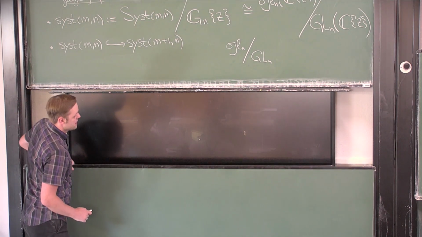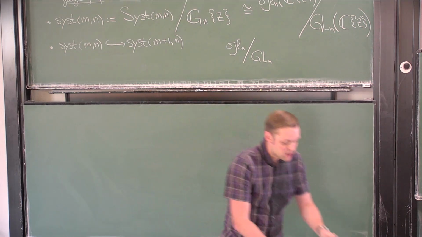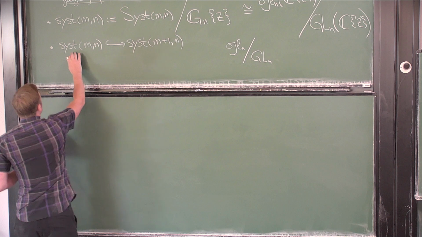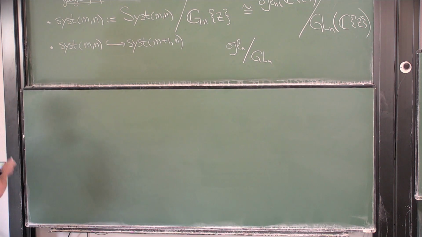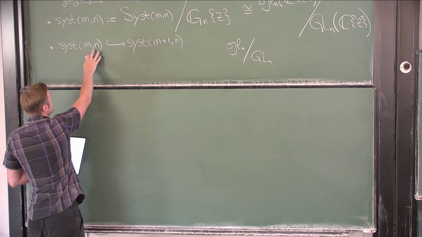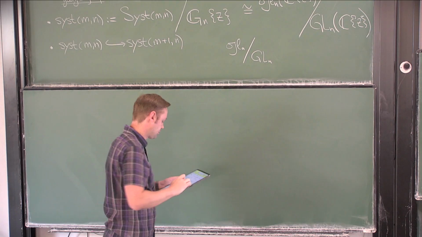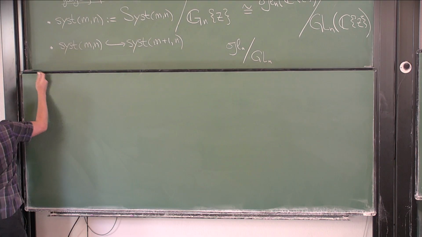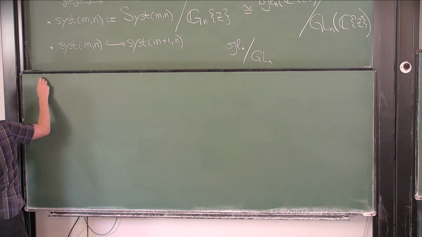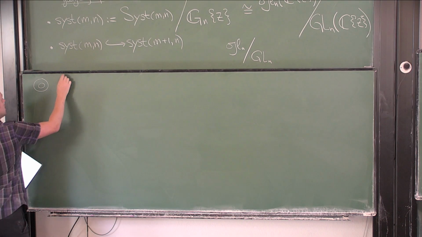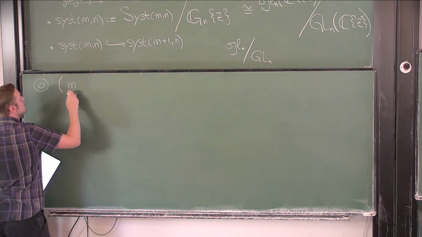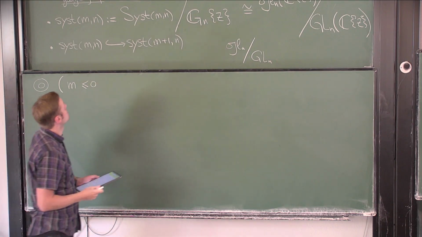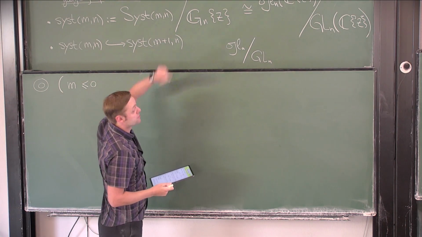Okay. Let me now study these spaces for various values of M and N. So let's begin. Maybe part 0, where M is 0 or in fact negative. So that means we have no pole.